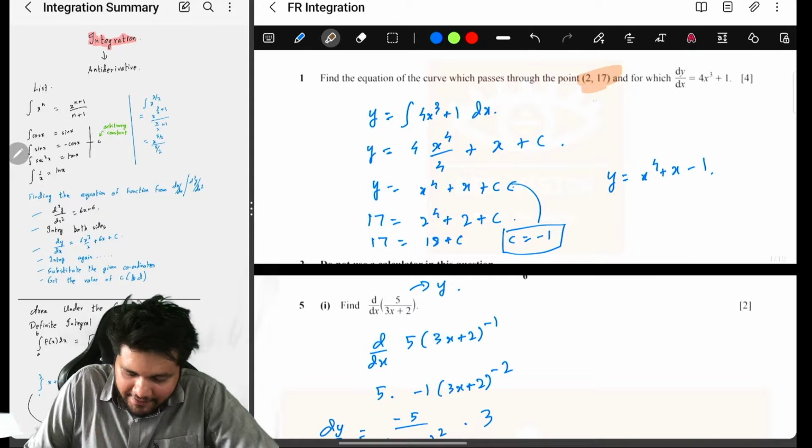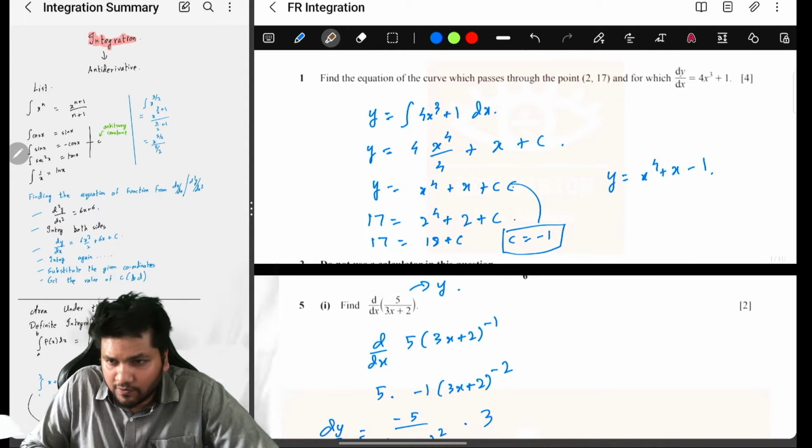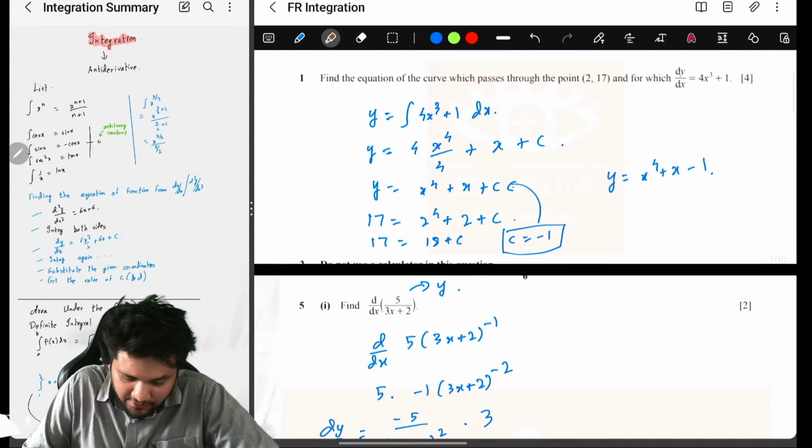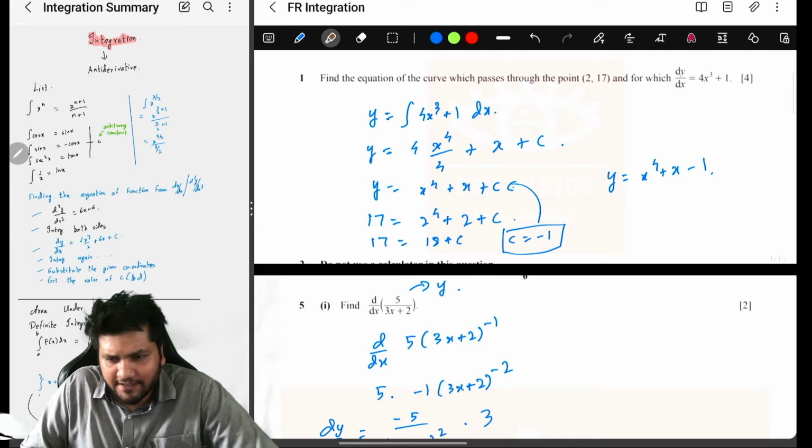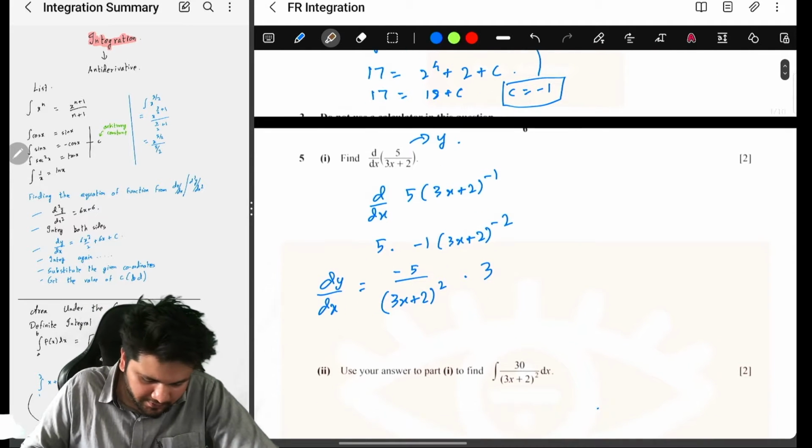Now see, the curve is passing through 2 comma 17, so it must satisfy the equation. So we'll just substitute and we'll get c is equal to -1. That we will substitute here and we'll get this equation. Very simple, that's why I didn't solve it properly.